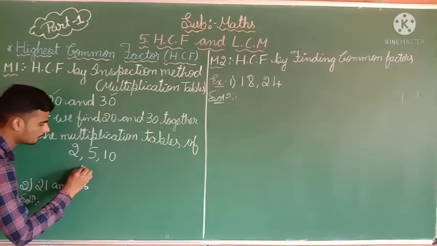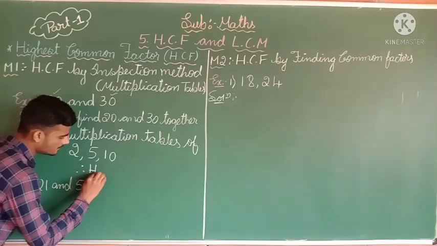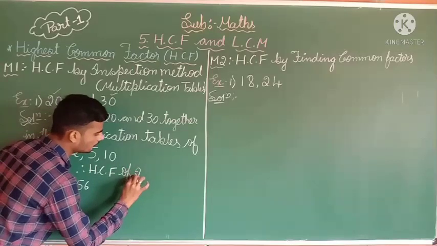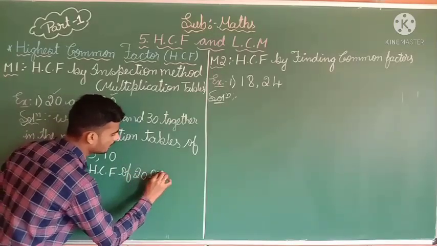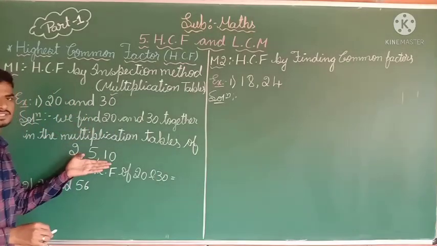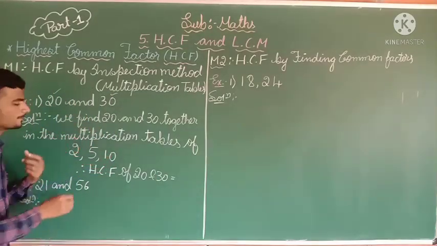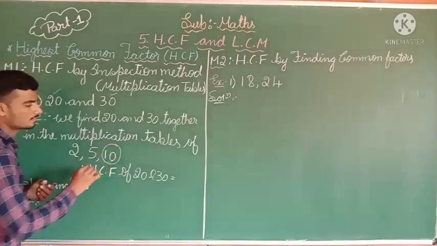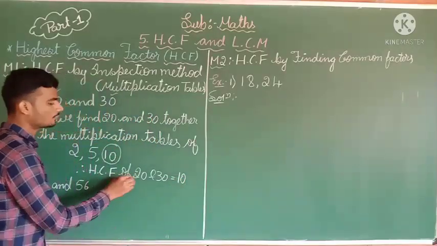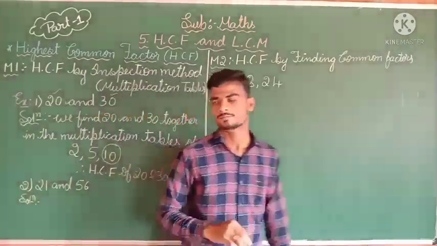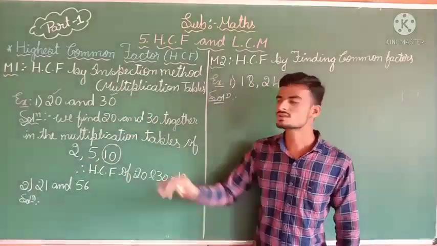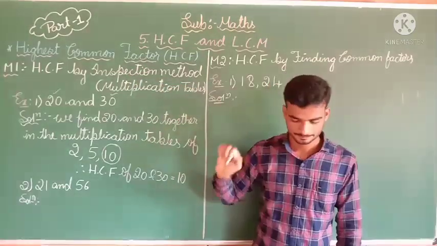Finally, therefore, HCF of 20 and 30 is equal to which number? Which is the highest common factor we got here? That is 10. Okay, 10 we got, so we want to write here 10. HCF of 20 and 30 is 10. In this way you have to find the factors by using this inspection method.